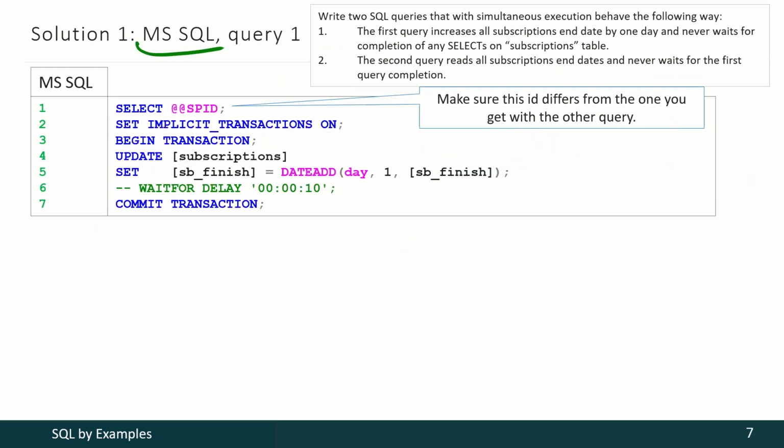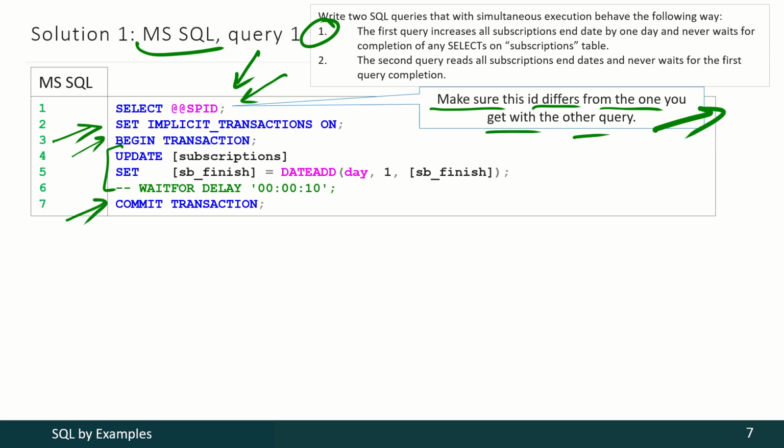With Microsoft SQL query, the idea is the same. This is the code for the first point. Here we also have to select this ID and make sure it differs from the one you get with the other query. Then we have to turn off the auto-commit of implicit transactions, then we have to begin the transaction, to update the data, and to commit the transaction.